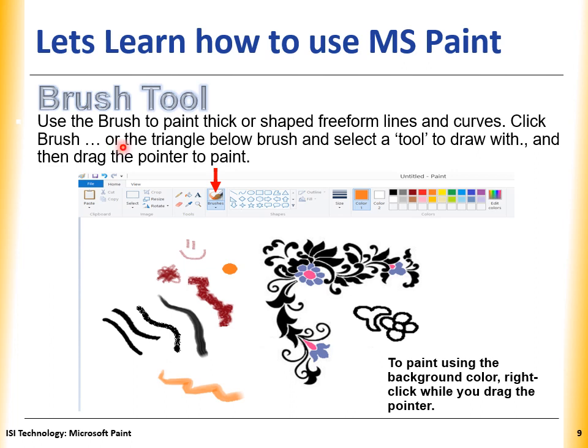Click brush or the triangle below the brush to select a tool to draw with, and then drag the pointer to the paint area, the blank area over here, and draw with the brush. The difference between the brush and the pencil is the thickness.